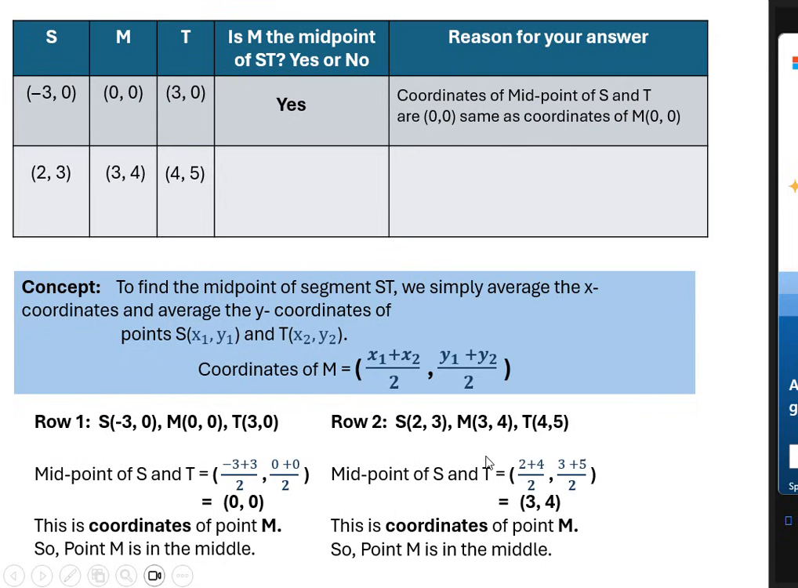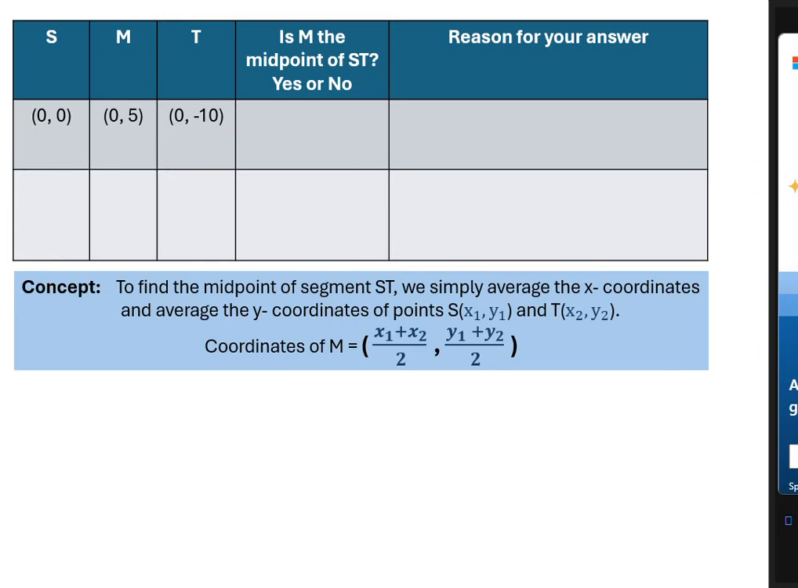See, midpoint of S and T: 2 plus 4 divided by 2, 3 plus 5 divided by 2. So we got 3 comma 4, and the coordinates of M are also 3 comma 4. It means M is the midpoint of S and T. So yes, the same reason. Okay, let's verify the next row.